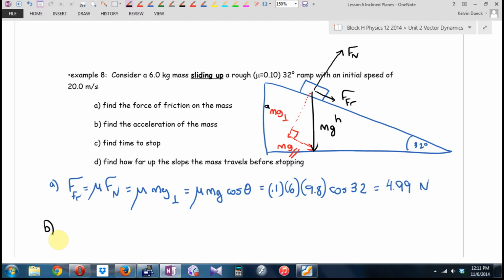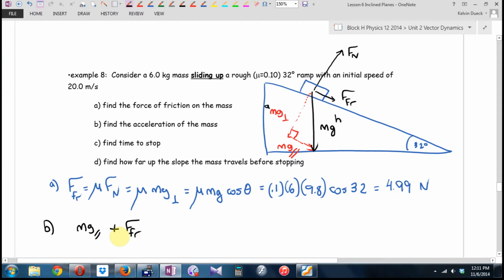Most common mistake I see on this question is kids go, oh, winner minus loser. Friction's not a loser this time. If we were sliding down the ramp, which way would friction be? Up the ramp, and then it would be a loser. But in this case, it's winner plus winner. Who's losing? It's a trick question.